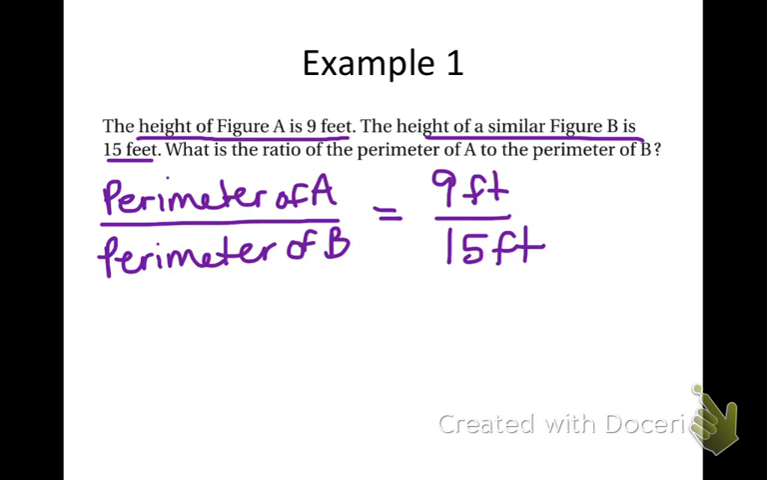We could write that in simplified form if we divide out a common factor. So 9 and 15 both have a common factor of 3. So if we divide top and bottom by 3, we can say that the solution is 3 to 5. The ratio of the perimeter of A to the perimeter of B is 3 to 5.